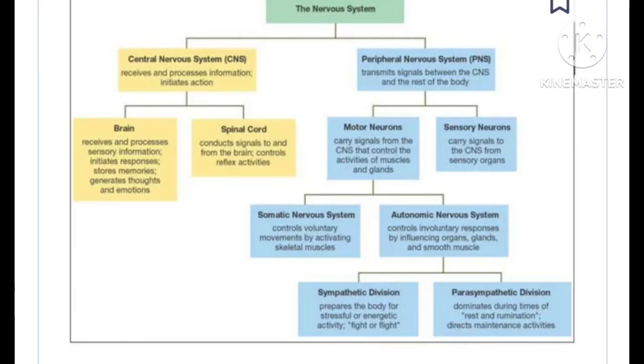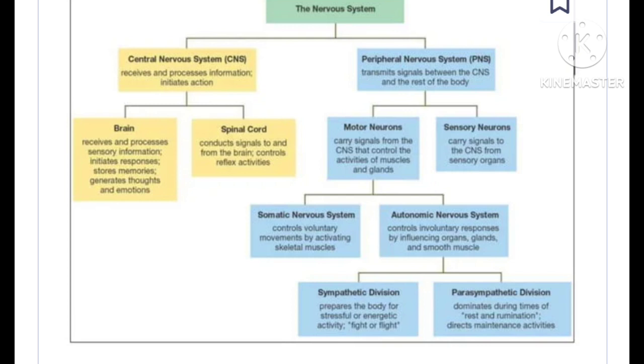So you can see here, this is the nervous system flow chart. So the nervous system is divided into the central nervous system and peripheral nervous system. The central nervous system includes the brain and spinal cord. Clear?